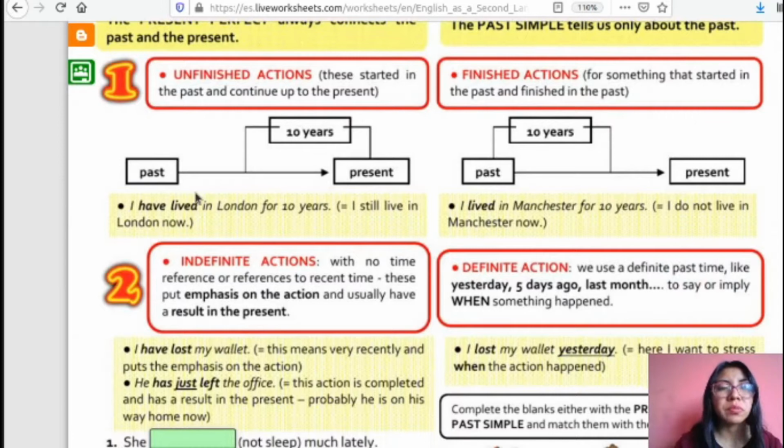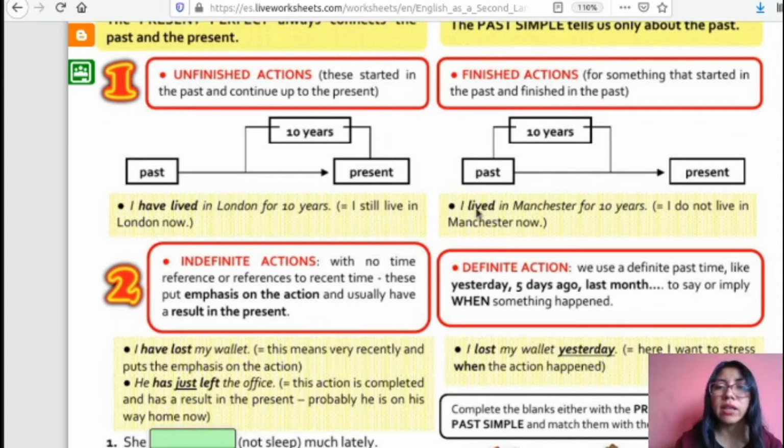For example, I have lived in London for 10 years. I am still living in London now, okay? This action, I have lived in London, starts here and connects to the present. It means that it is an unfinished action because I am still living in London now, okay?